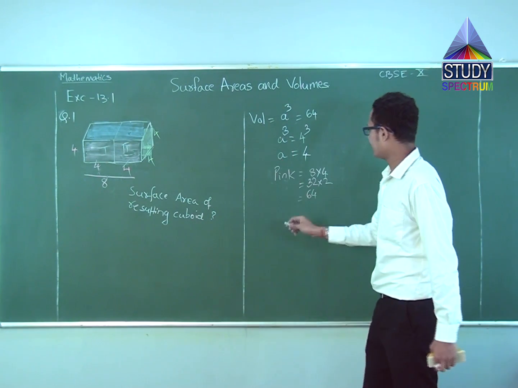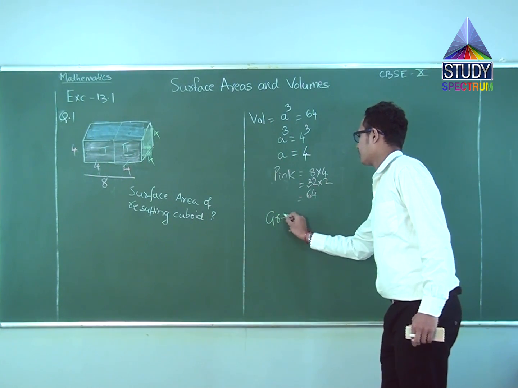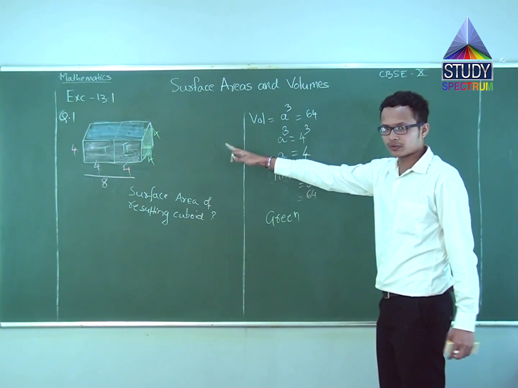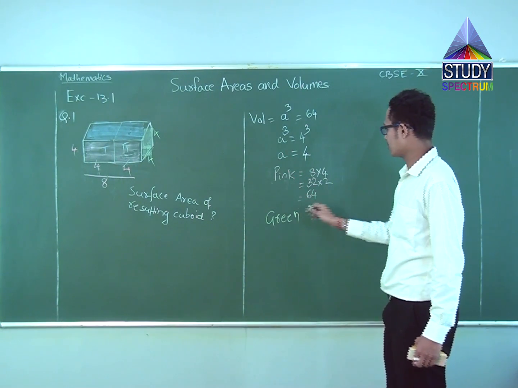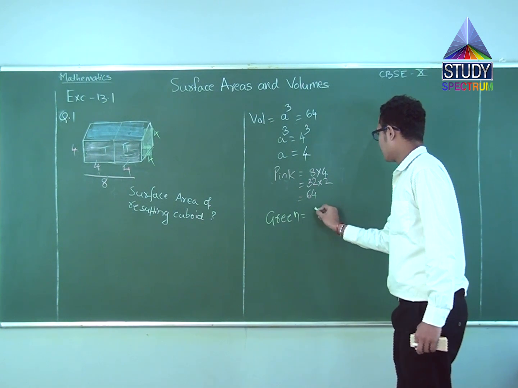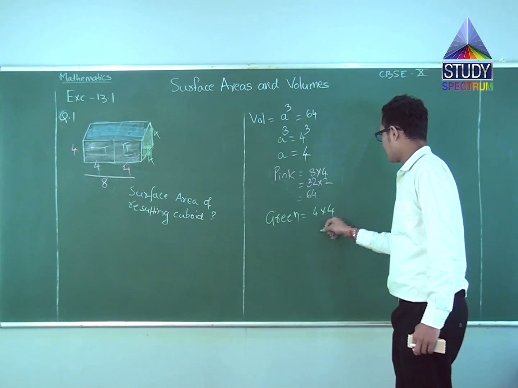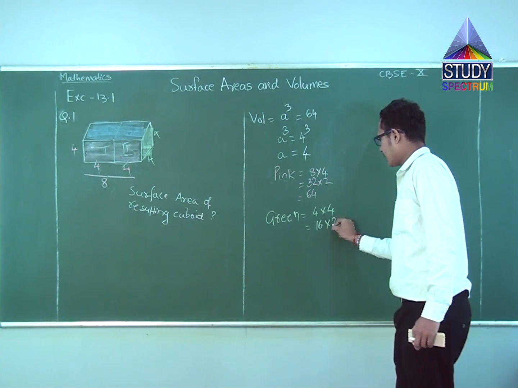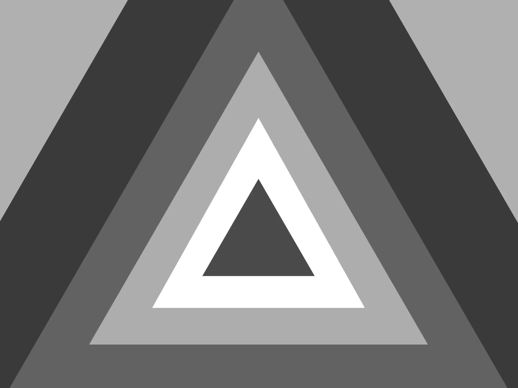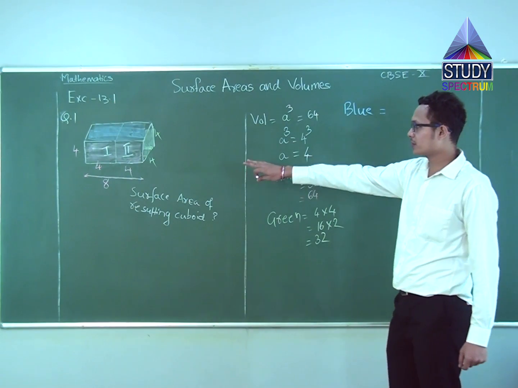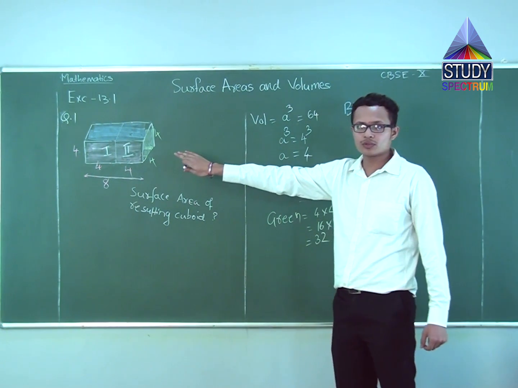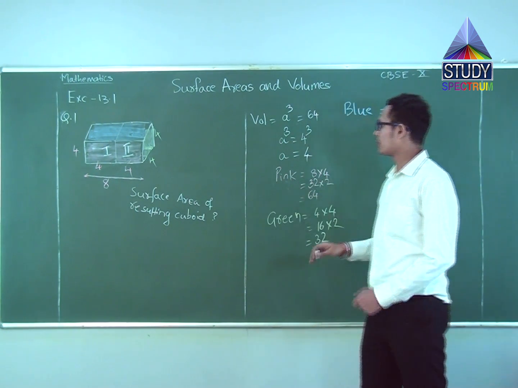So I'll indicate that with green. The surface area of the green face is 4 into 4. Since there are two such faces, you will have 4 into 4, which is equal to 16. Then multiply that by 2, finding out the resulting surface area of the cuboid, which was formed by joining the two cubes given to us.